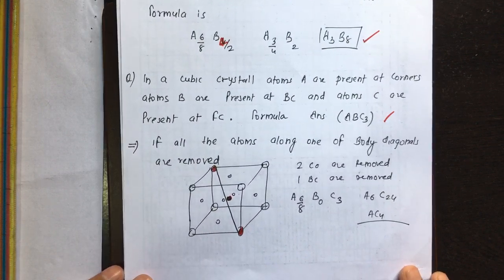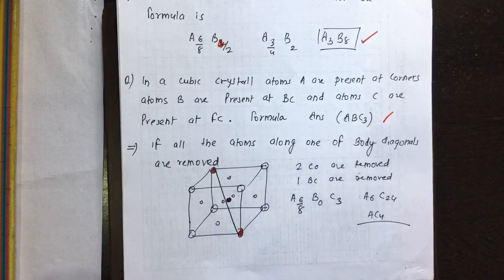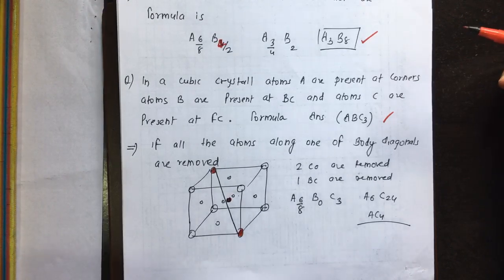Next we come on to this. This is a fundamental question again. In a cubic crystal, atoms A are present at corners, atoms B are present at body center, and atoms C are present at face center. Determine the formula. That's very simple. ABC3. Why? A is at corner, B is at body center, C is at face center. You know the contribution of all and you can get the formula as ABC3.